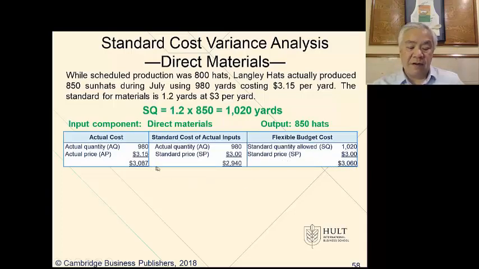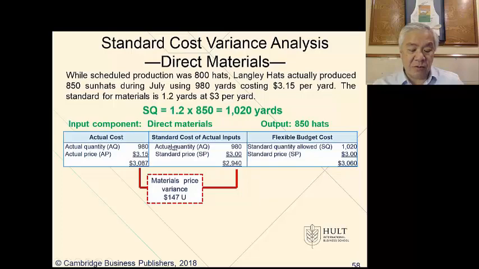Now, the variance is interesting in that it breaks into two components. First is when we take the actual quantity, which notice is held constant, but vary the standard price. We paid more per unit than our standard. So it's an unfavorable variance of $147, right? We should have spent $2,940, but we did spend $3,087. So that's an unfavorable variance for the purchasing of the material.